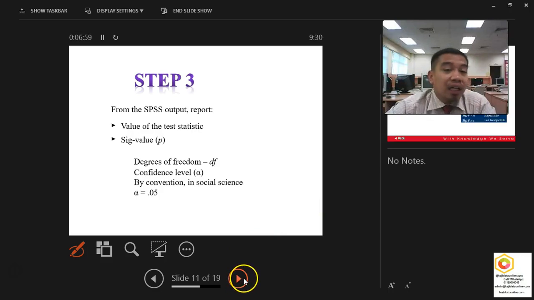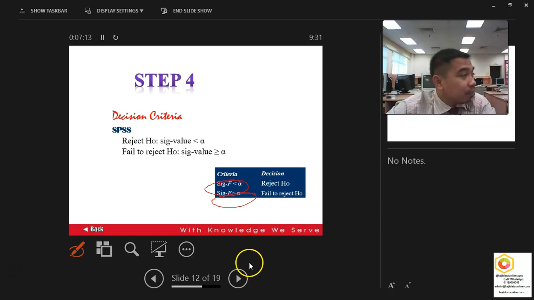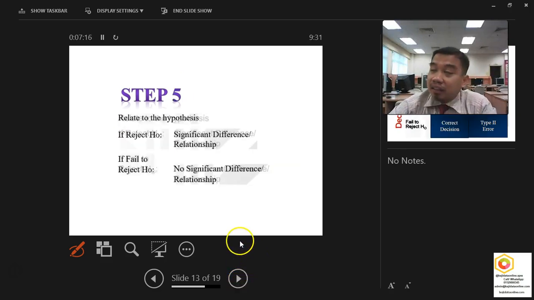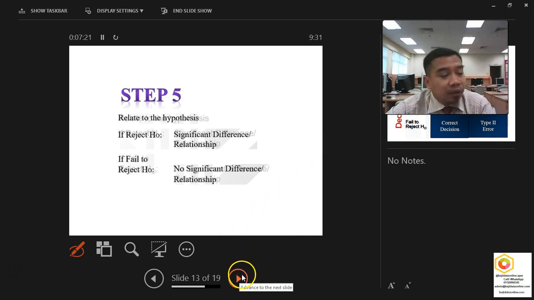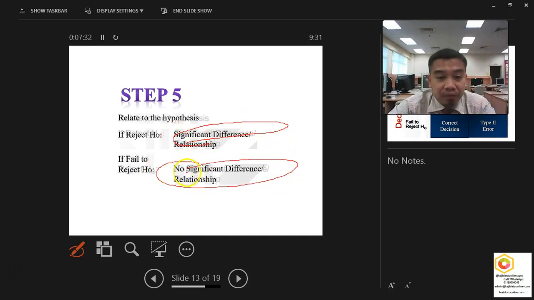Step 3 adalah you need to identify your significant values. And then step 4 is you make a decision whether you want to reject or fail to reject based on this criteria. Less than, reject; more than, fail to reject. Very good. And then step 5, you make a conclusion based on your decision just now. Whether you want to say that there is a significant difference or relationship, or no significant difference or no relationship. So these notes, no need to hafal or remember, you just need to understand the process.